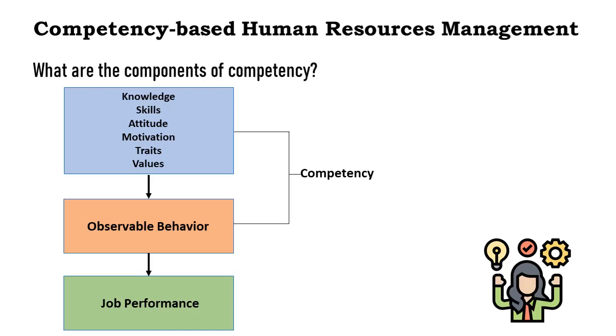So, the components of competency. These are the knowledge, skills, attitude, motivation, traits, and values that are demonstrated in an observable behavior. Those, when combined together, comprise competency, and they are very crucial in the successful job performance. That's what every organization needs: high-performing employees. That's why competency is very, very important.